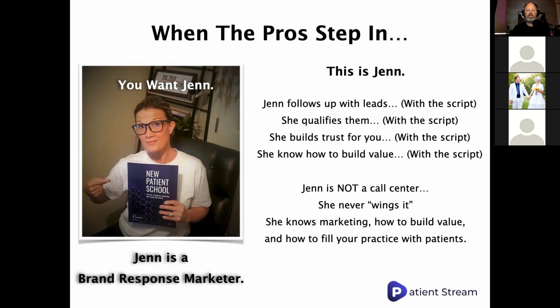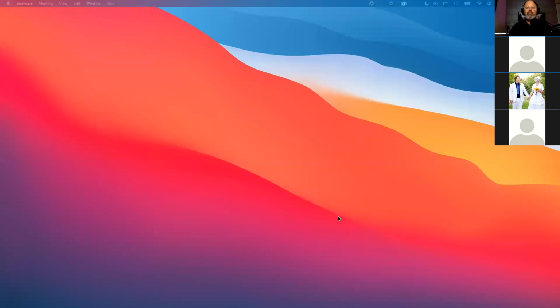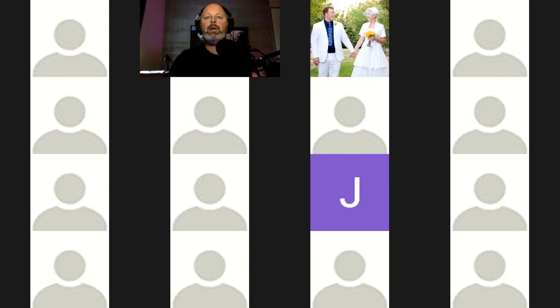Now I want to stop here for just a second. I'm going to go ahead and hit stop share. Before we move any further, where is my cursor? There it is. I want to go ahead and just turn this over. I've got the screen back up.